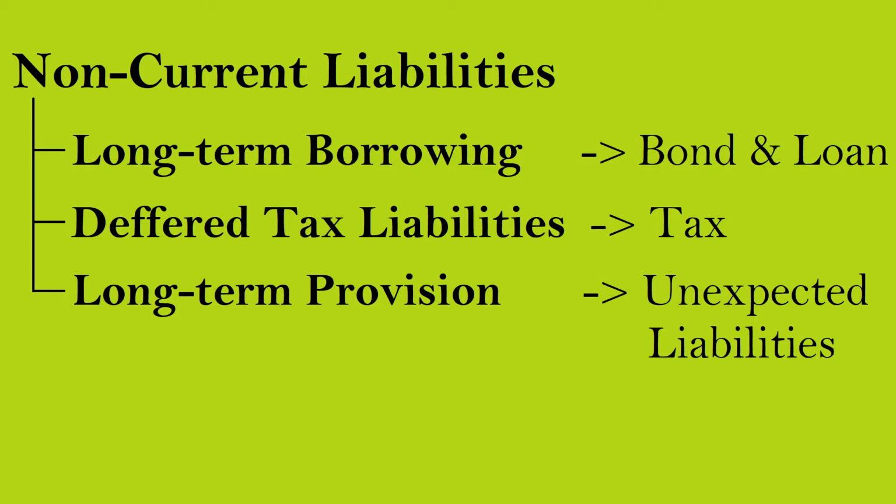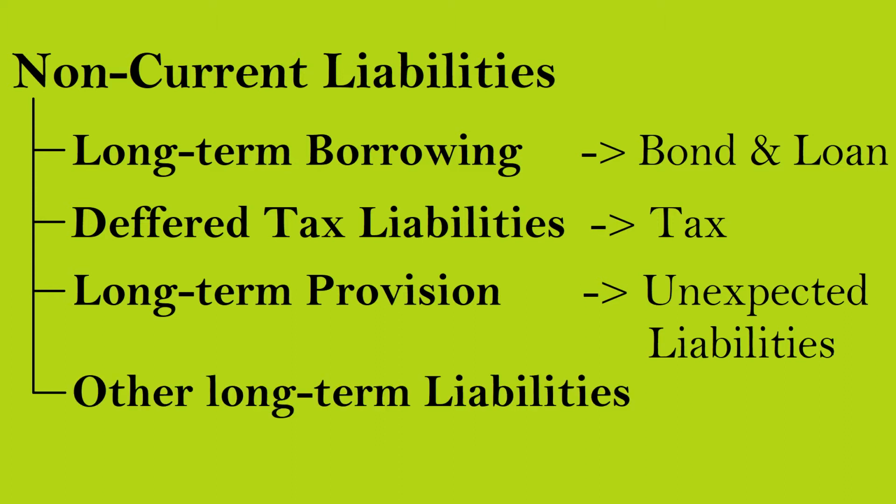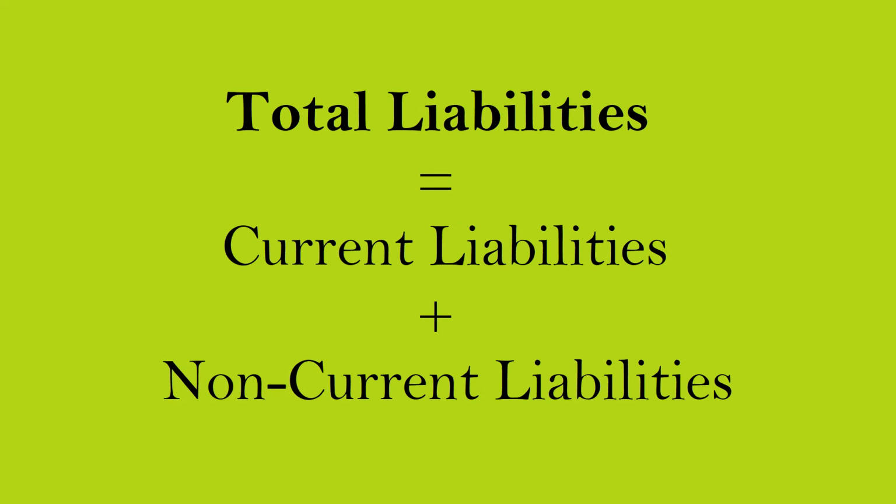Next, long-term provisions. Long-term provision is also the same as short-term provision, but it takes more than 1 year. The last one is other long-term liabilities. Other long-term liabilities are long-term liabilities which do not belong to the above topics. To attain total liabilities, we have to sum both current and non-current liabilities.